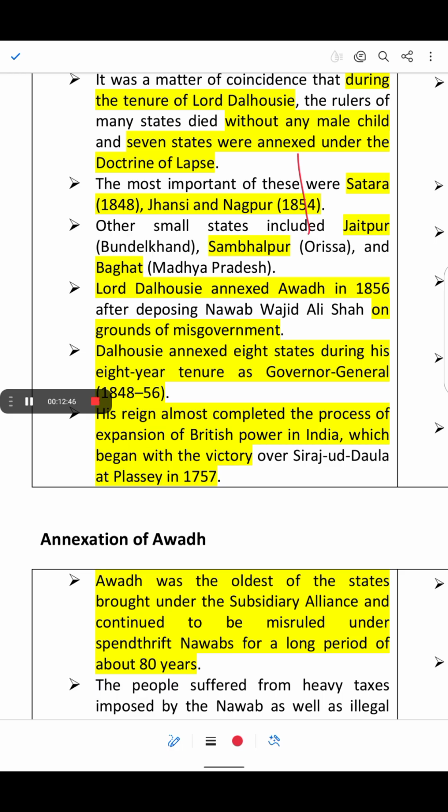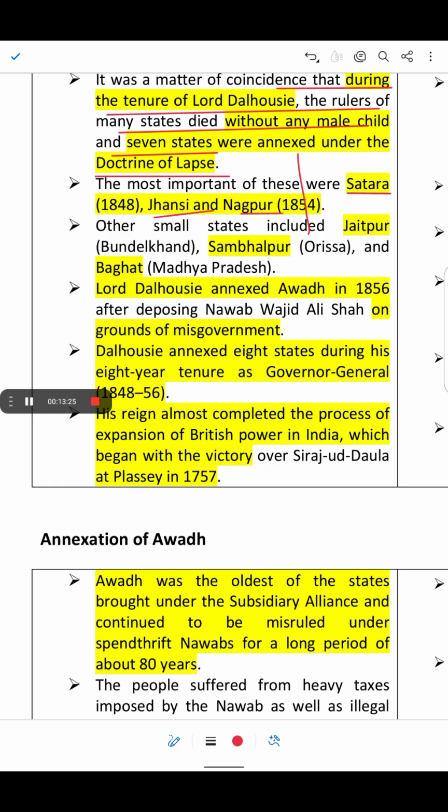Now, what was the impact of this policy? Many Indian rulers lost their kingdoms in an unfair way. It increased anger towards British rule, as we have discussed. It was a matter of coincidence that during Dalhousie's tenure, the rulers of many states died without any male child, and 7 states were annexed under this Doctrine of Lapse.